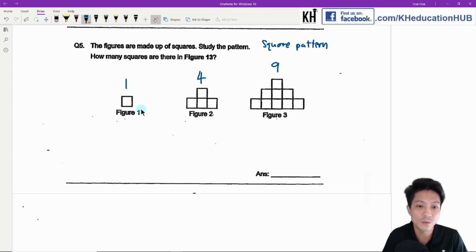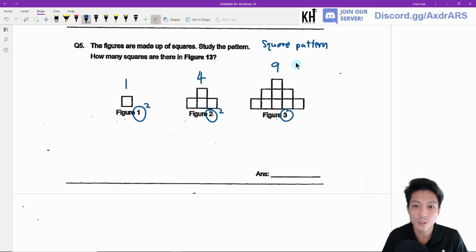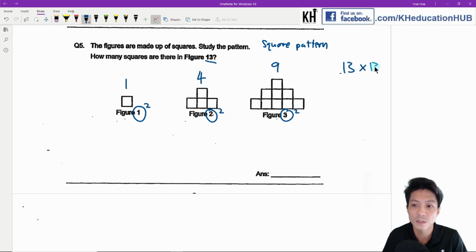Where if you use the figure number, 1 square is equals to 1. 2 square or 2 times 2 is equals to 4. 3 square or 3 times 3 is equals to 9. So if they want how many squares are there in figure 13, you just have to use 13 times 13, which is 169 squares.